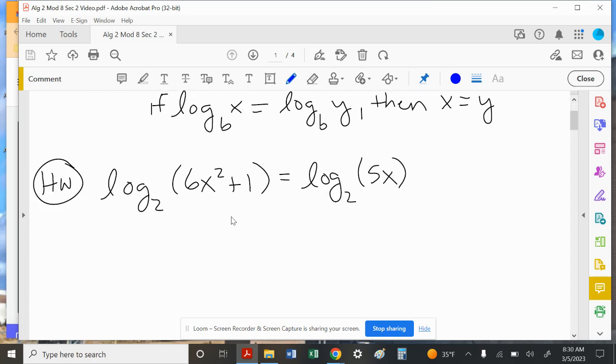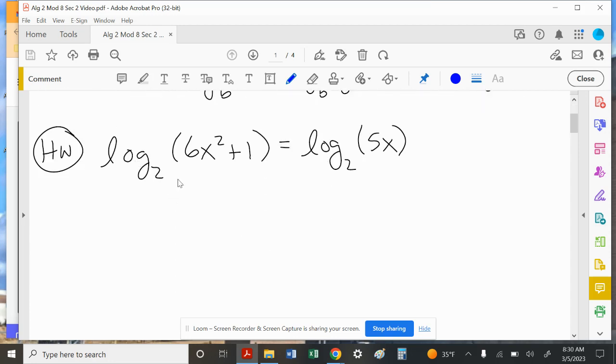So for our first example, we have the log base 2 of 6x squared plus 1 equals the log base 2 of 5x. Since these two bases are the same, that means that we can set these two logs equal to each other. Now, what's important is that we can only have one log on this side and one log on this side, and eventually we're going to see it when we have multiple logs. So in this case now we have 6x squared plus 1 equals 5x.